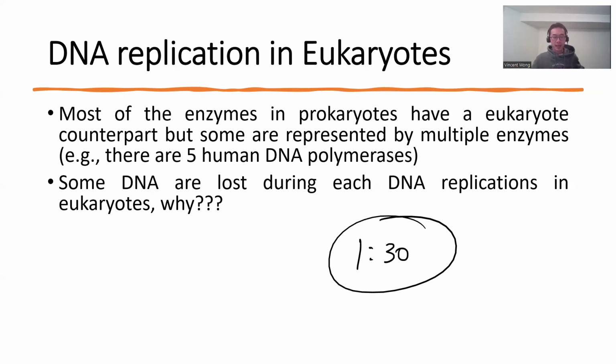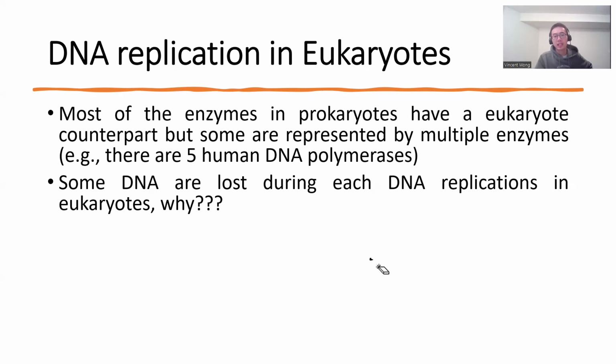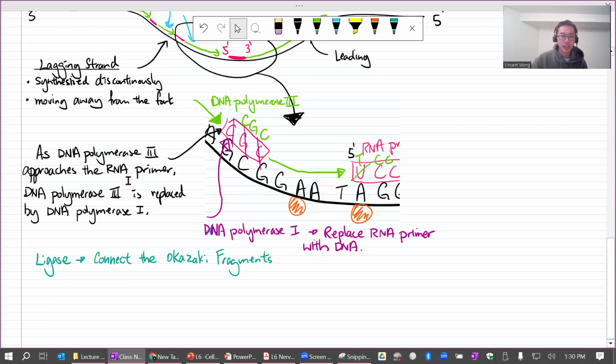All right, and we are back. So we were talking about the differences between prokaryotic and eukaryotic DNA replication. There are multiple replication bubbles in eukaryotes. There are more enzymes involved. And the last difference is the fact that every time we copy our DNA, it gets shorter and shorter and shorter. So let's take a look at why that happens.